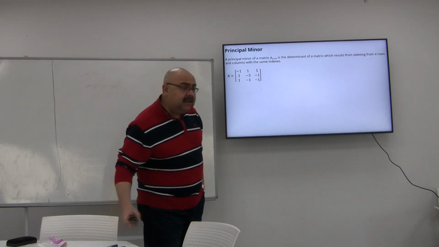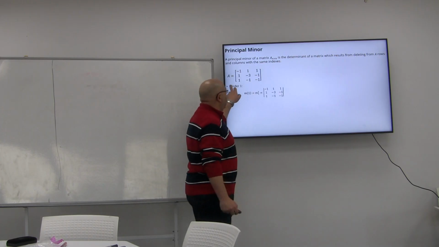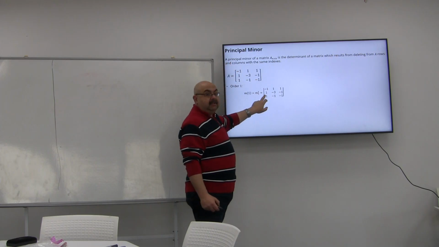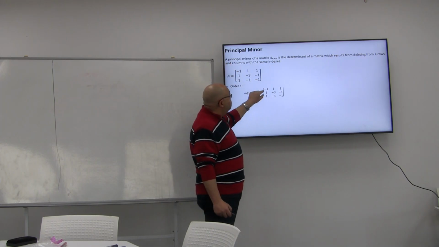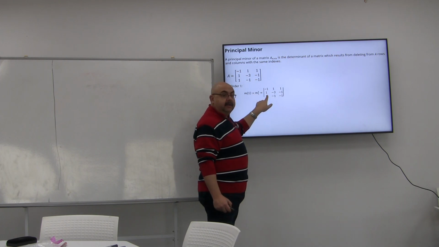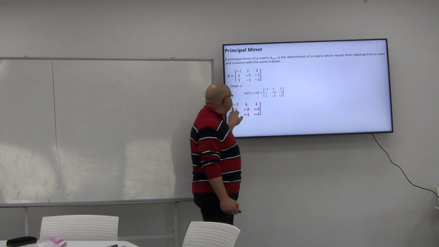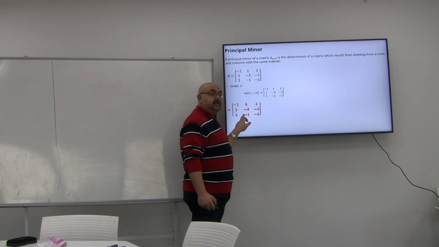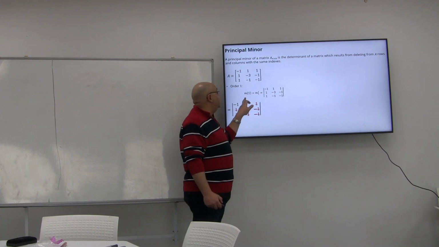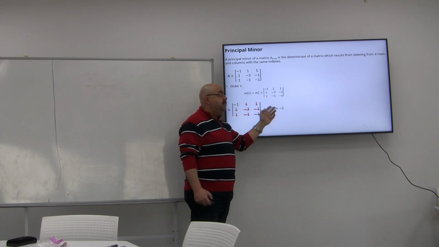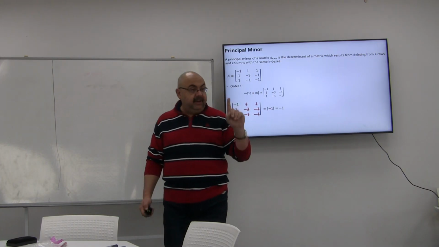If I want to get the principal minors of order 1, this is the determinant of my matrix. I will eliminate the second and third rows, and also the second and third columns. What's the remaining number? It's -1. So this is going to be the first principal minor of -1.